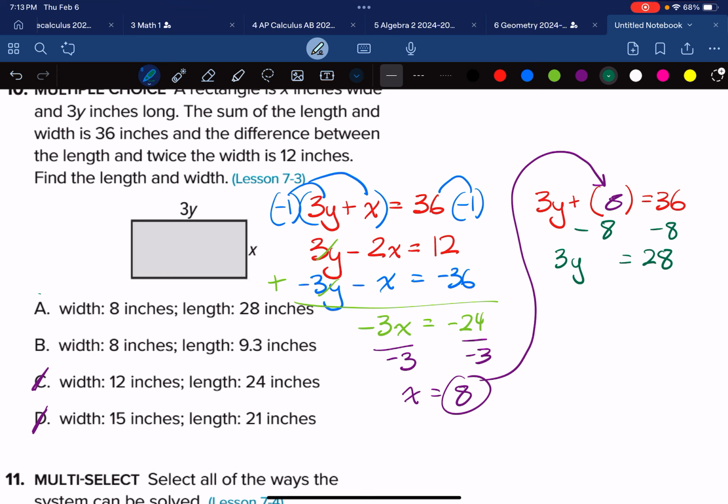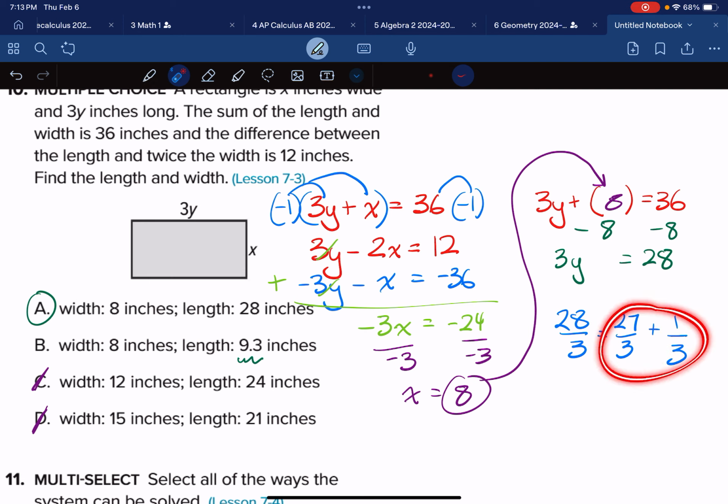I preemptively want to circle A, but I'm curious, is the 9.3 coming from 28 divided by 3? So if I do that, 28 divided by 3 is the same thing as 27 divided by 3. Why did I do that? Well, I know that 27 is divisible by 3, but 27 is not 28. I need to add 1 to it. So it's plus 1, and they have to have like denominators.